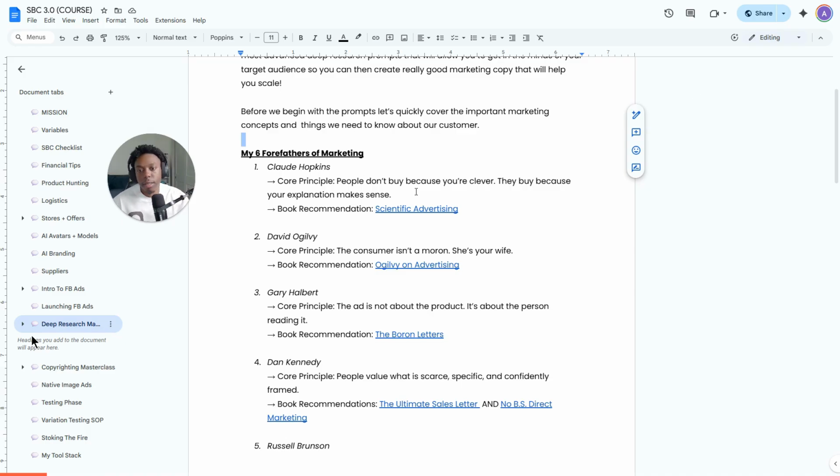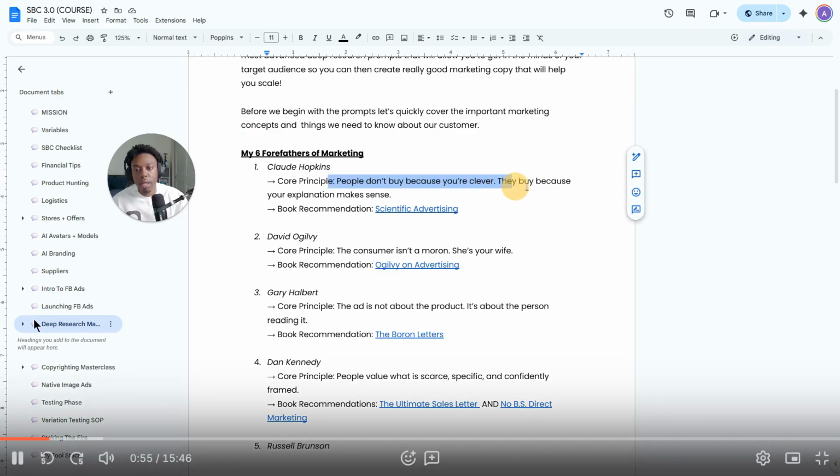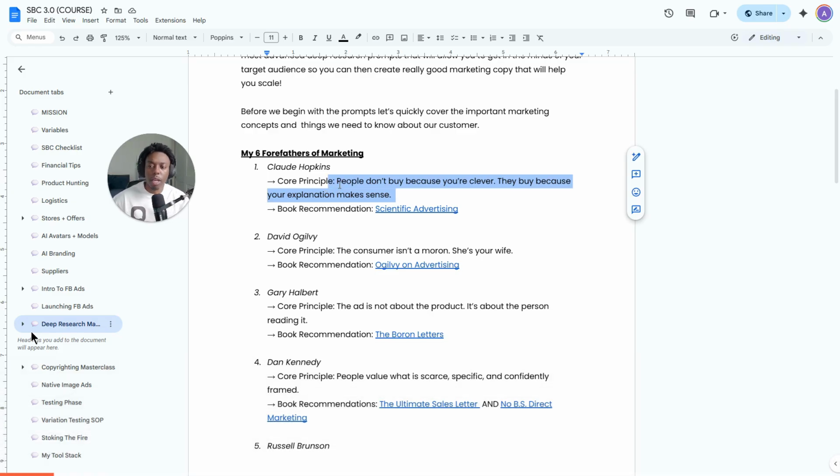First one here is Claude Hopkins. People don't buy because you're clever. They buy because your explanation makes sense. Each of these guys has a core principle. They also talk about other strategies and information that's important, but they have this one special thing that stood out, and it really resonated with me when it comes to learning how to create the copy myself. I'll leave book recommendations as well if you ever want to go through. Scientific Advertising is a really great book as well.